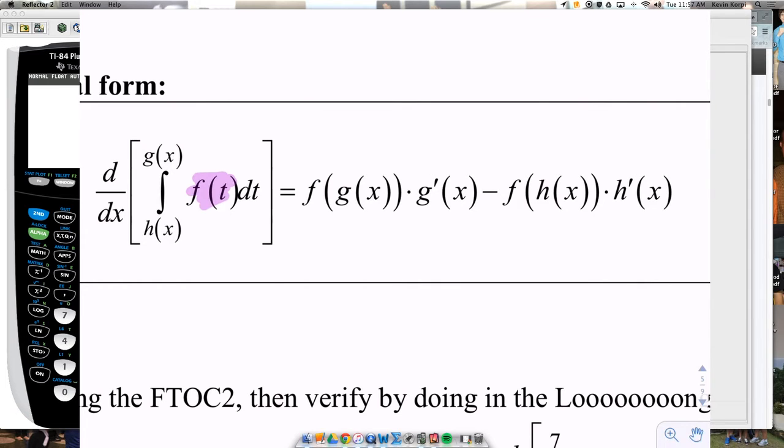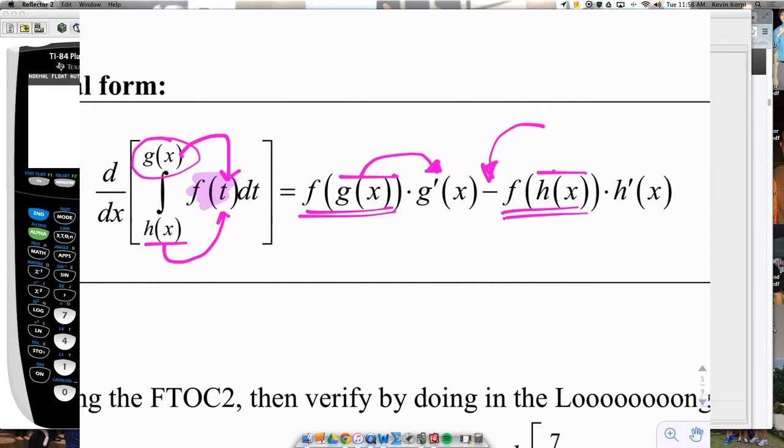It's still going to be some form of f of t, but notice what we're doing is we're first plugging in our g of x for t to get f of g of x. We're plugging in the top. And then times the derivative of what we just plugged in. It's the chain rule. Minus, just like in the fundamental theorem part 1, you plug in the top, minus you plug in the bottom now. H of x goes in there, so it's f of h of x, and then again times the derivative of what you just plugged in. So you don't have to find the antiderivative, because it's still going to be some form of the integrand. You're essentially plugging in the top, times the derivative of what you plugged in, minus plug in the bottom, times the derivative of what you plugged in.